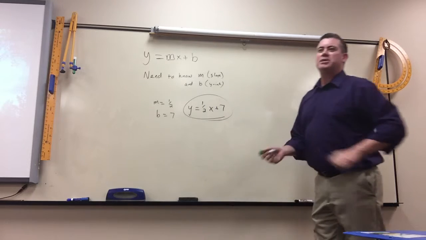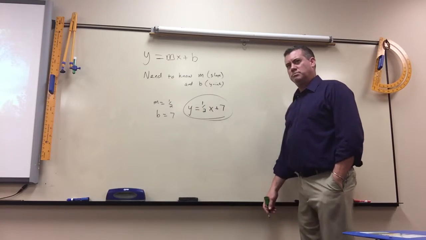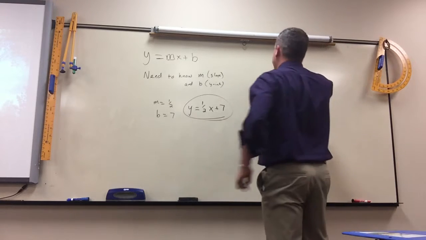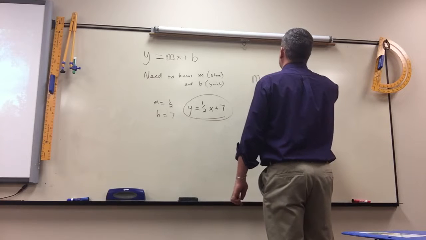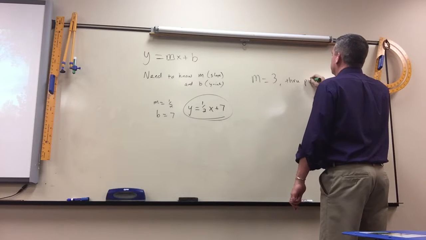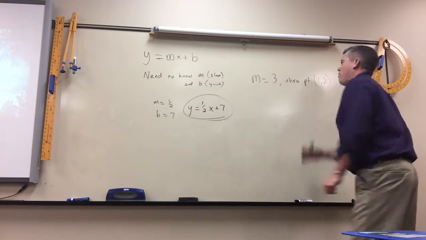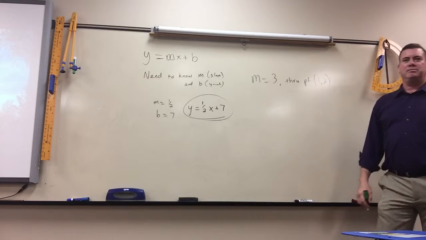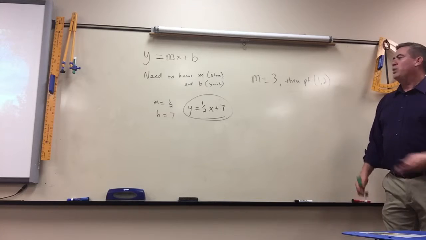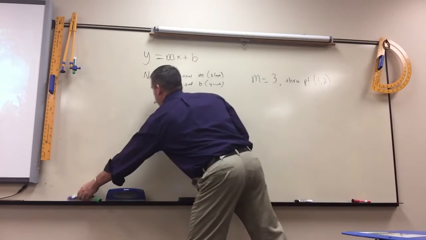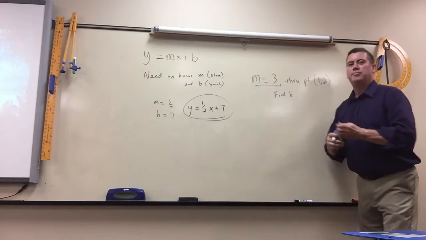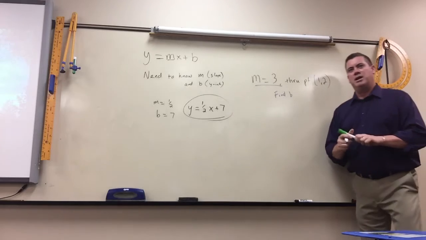The other half is you don't know, right. If you know what m is, I'll just make it 3, and it goes through point 1, 2. You know half of it. I know it's y equals 3x. What we don't know is you don't know b. So you need to find b. So this is the type that you spent a lot on last year.